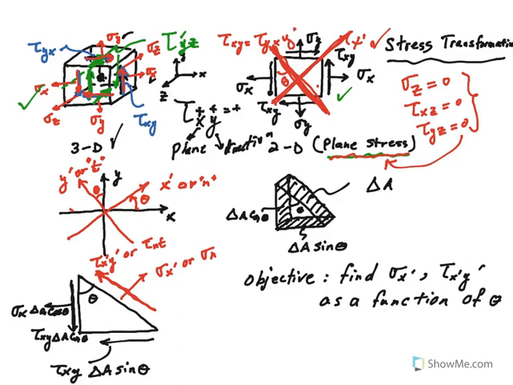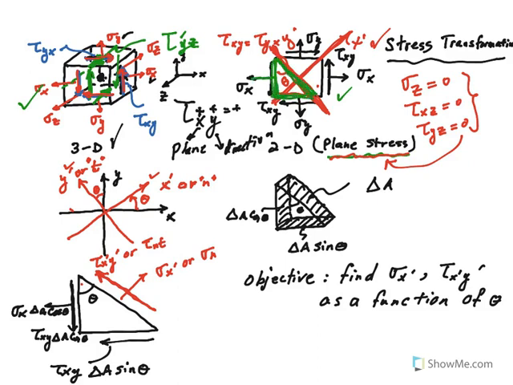Exactly what you see here, x prime and y prime. Okay, so if you now look at this element, in order to get a free body diagram, you see over here on this triangle, this green one, what stresses are acting.